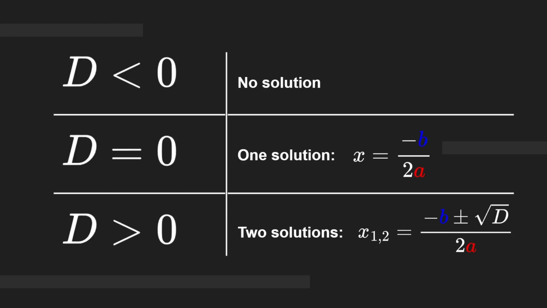If it is negative, we get no solution. If it is equal to 0, we get one solution, x equals negative b over 2a. And finally, if it is positive, we get two solutions, x equals negative b plus minus the square root of D over 2a.